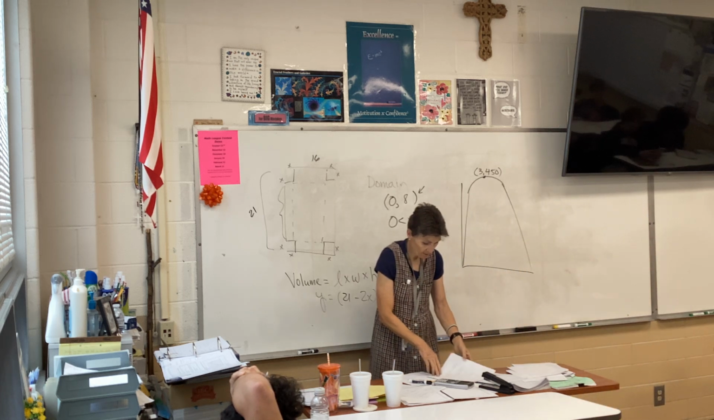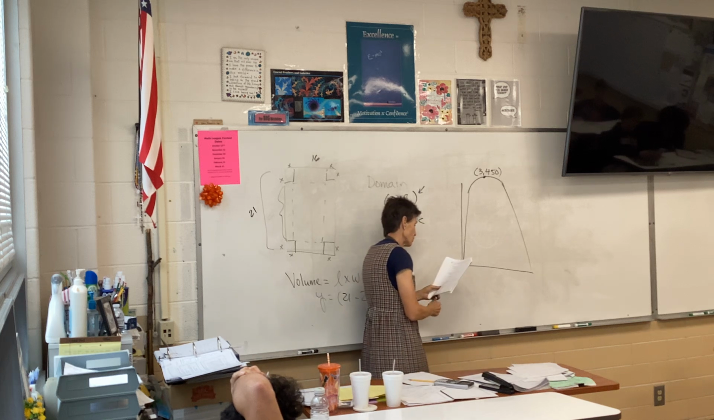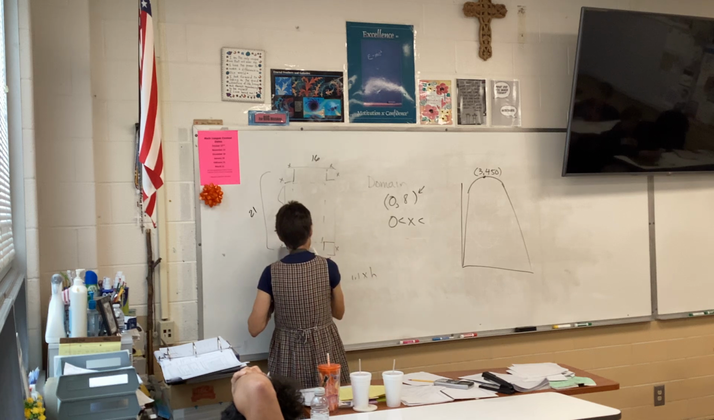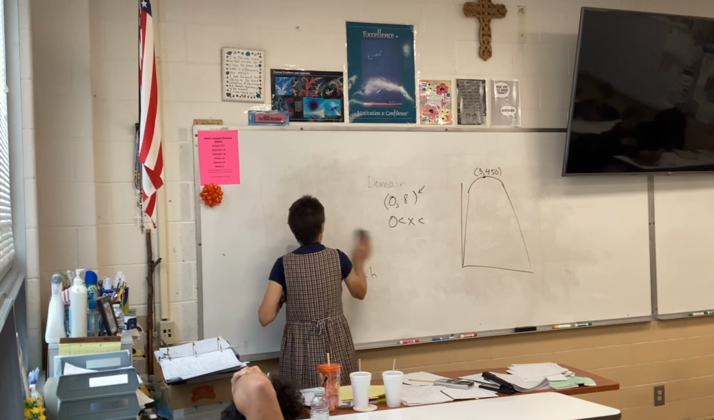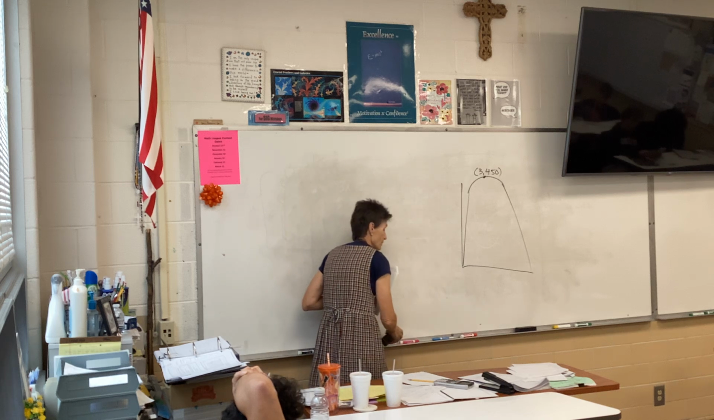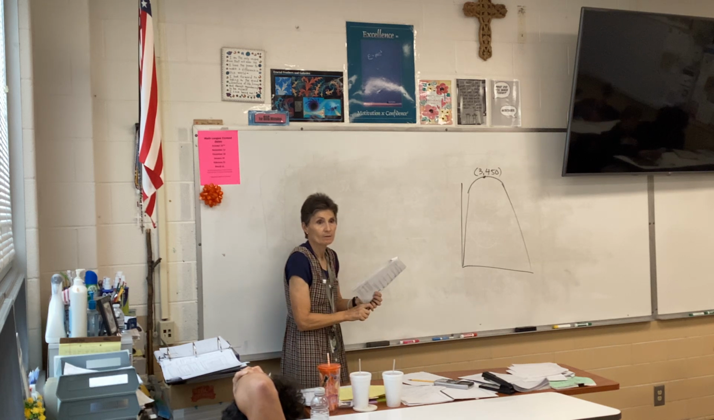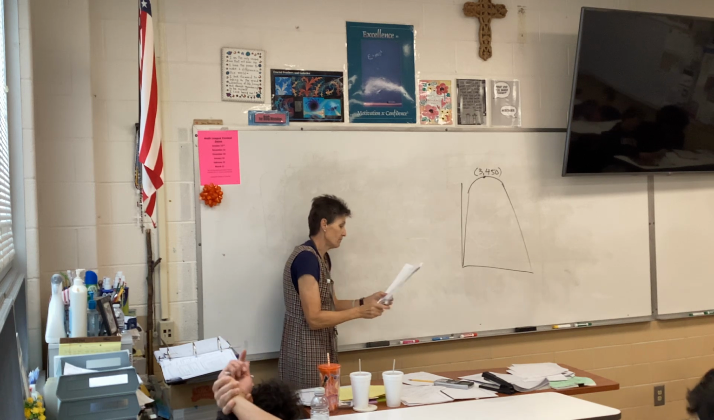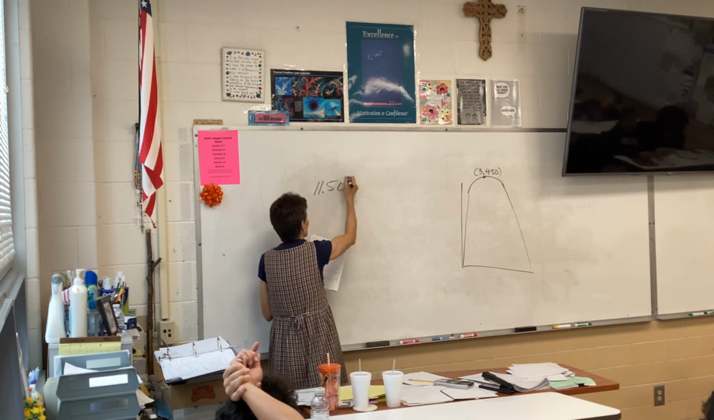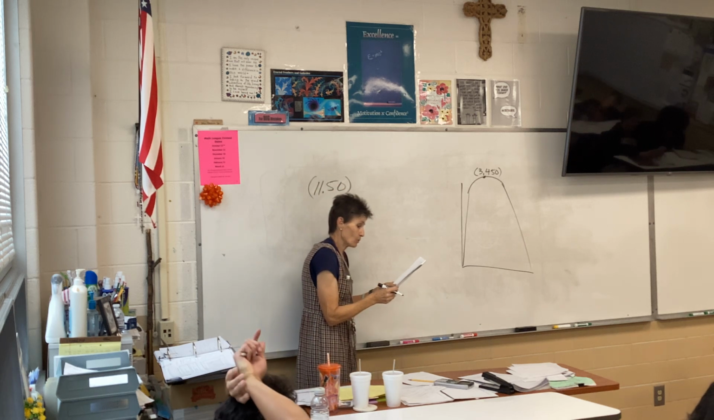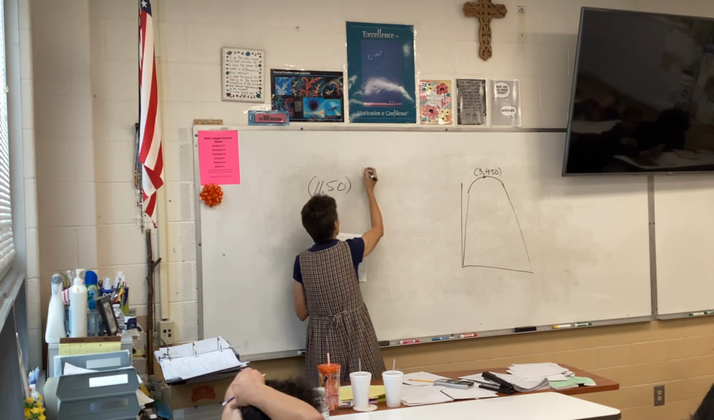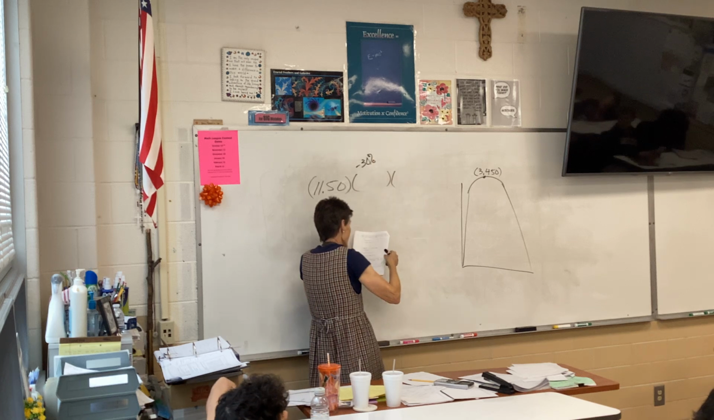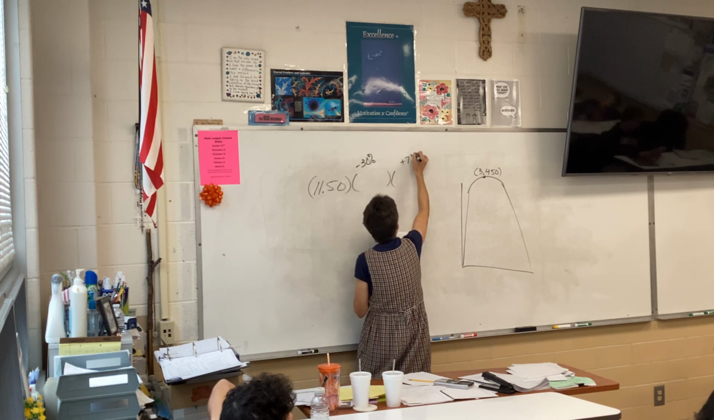All right, switching gears. A jumper that normally costs $11.50 is on sale for 30% off. This section is all different kinds of word problems, in case you haven't noticed. We're just going to do word problems for a couple days. So a jumper that normally costs $11.50 is on sale for 30% off, so I have to subtract 30%. And then I'm going to add 7%.